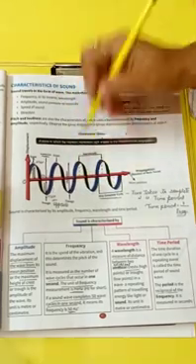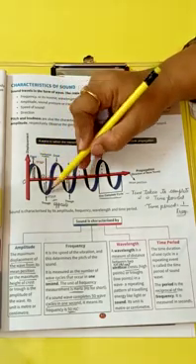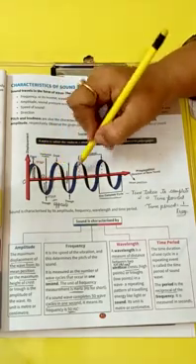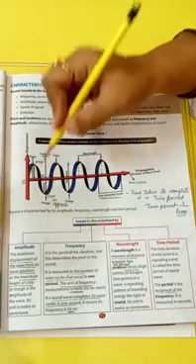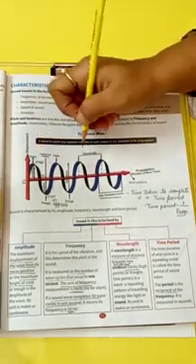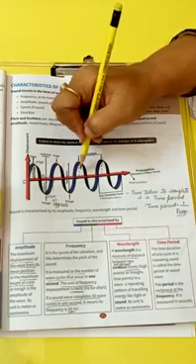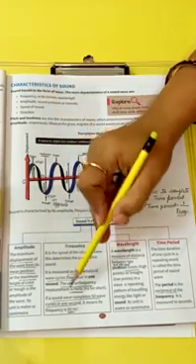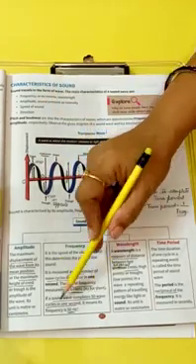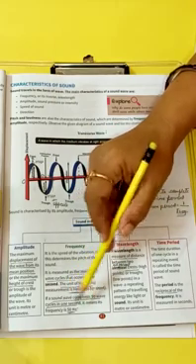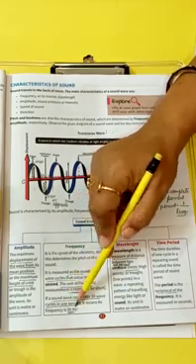Lastly is the frequency. It is the number of cycles repeated in a given amount of time. If the frequency is measured in hertz, it is the number of cycles repeated in 1 second. If a sound wave completes 50 cycles in 1 second, it has a frequency of 50 hertz.